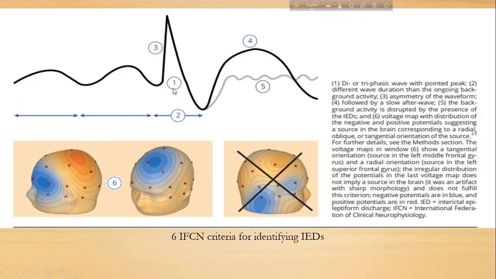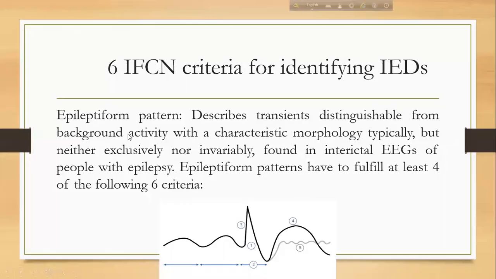Criteria number 1, 2, 3, 4, and 5. Now what are the criteria? I've seen suggested 6 criteria, and here, what is an epileptiform pattern? An epileptiform pattern is a transient. This should be a transient which is completely different from ongoing background activity.